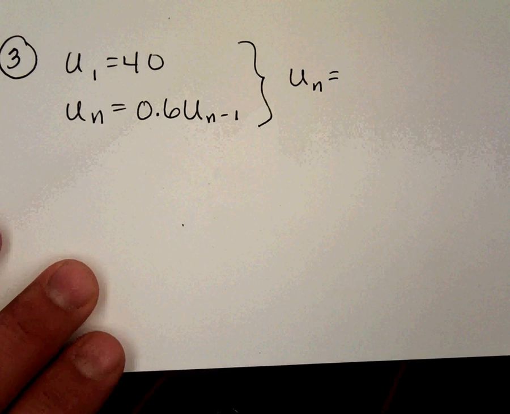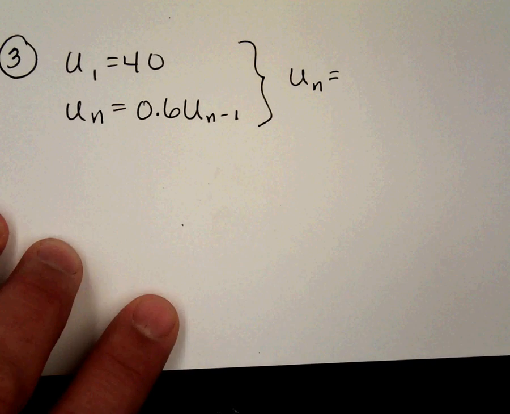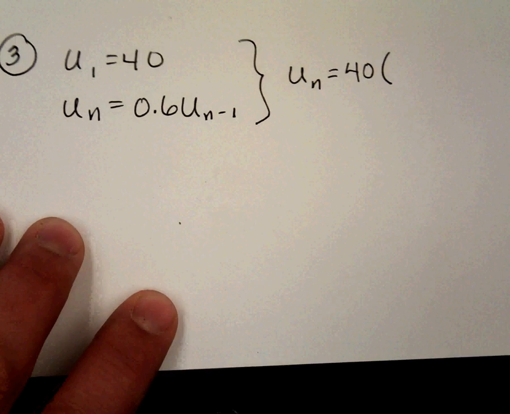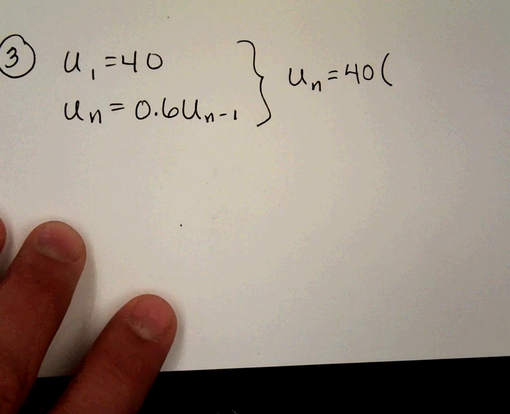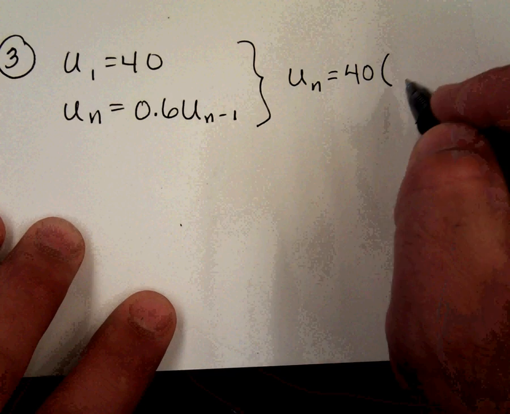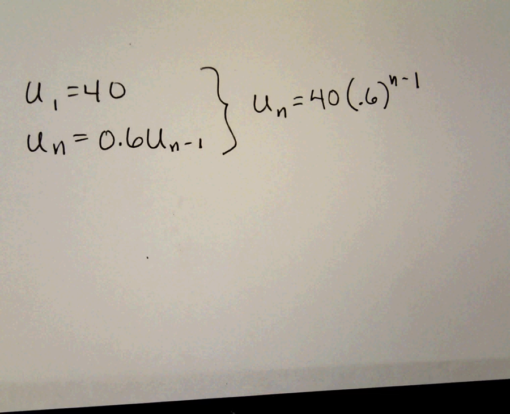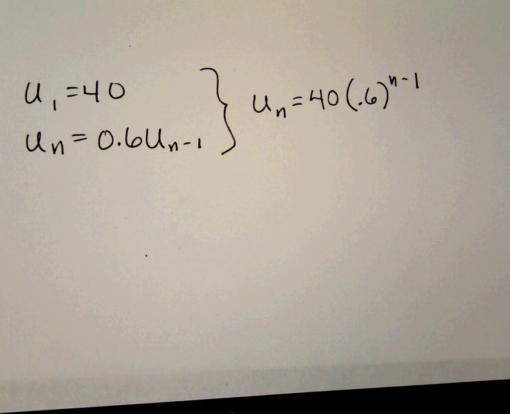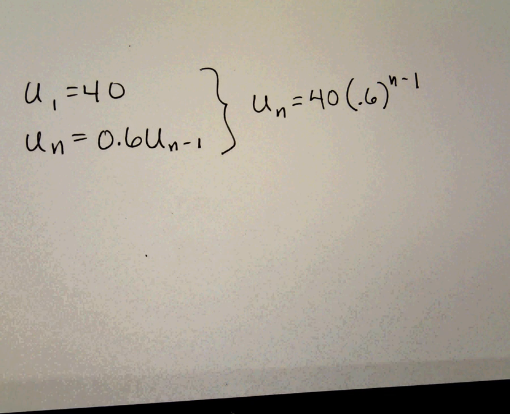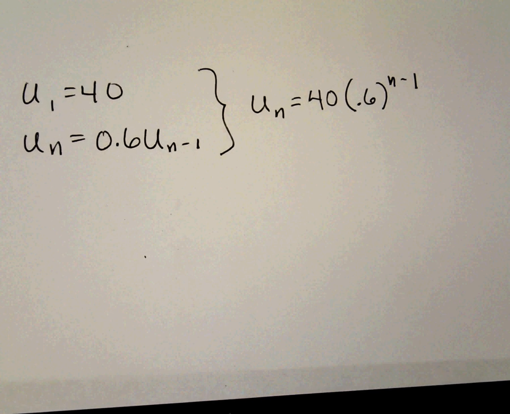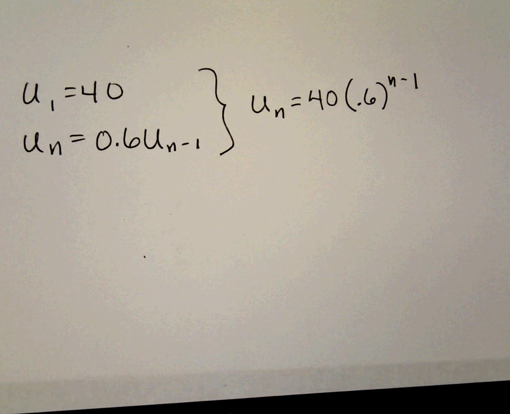And what we do is we use the first term, u1, times the common ratio, which appears to be what? 0.6 to the n minus 1. So that's how you take a formula from geometric recursive to geometric explicit. Pretty easy, right? Well, let's see what's being asked here in number 3.